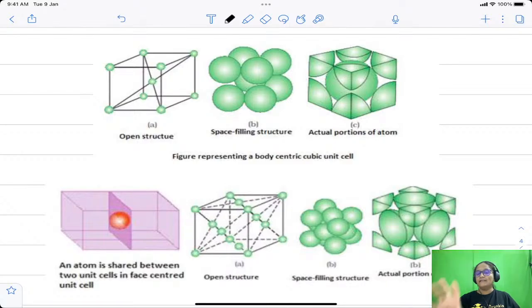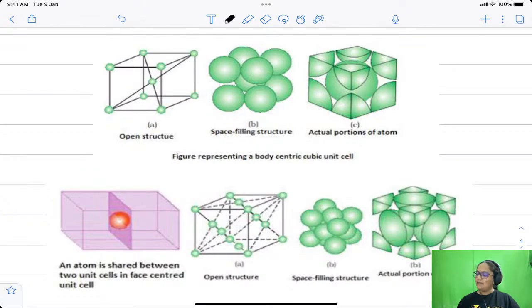In this case, that central part of the body, or central part of the room, is only for your room. It will not at all be shared with others. Do you understand? Because that is only meant for you, completely isolated from other rooms. So this is the space filling structure of the body center. This is the actual portion. You can see this is the body centered atom. The whole atom is shown for this cube because it is not at all shared with the others.